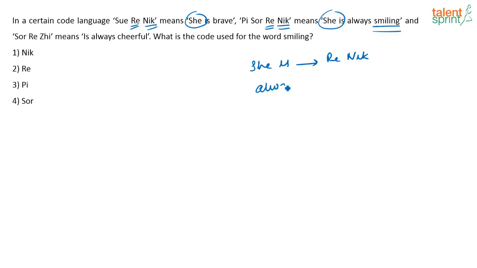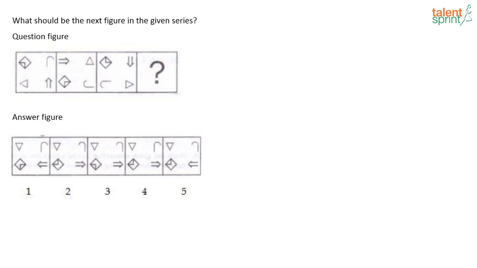So again, first let us find out what is the code for always. See, if you look at these two sentences, she is always smiling and is always cheerful, what is common here? Is and always. Then what has to be the corresponding code for is and always? The corresponding code for is and always has to be SOR and RE, where I know that RE is the code for is. So SOR has to be the code for always. So what is left here in this code? This SOR stands for always, this stands for "she is". So the code for smiling has to be PI. Correct answer is option 3. That is PI. Now, next one.